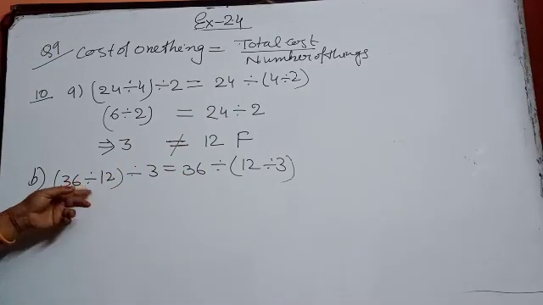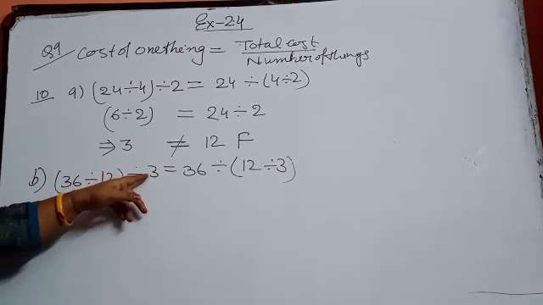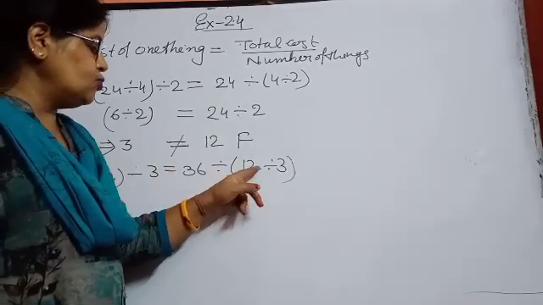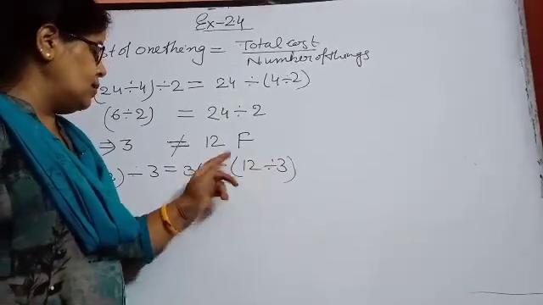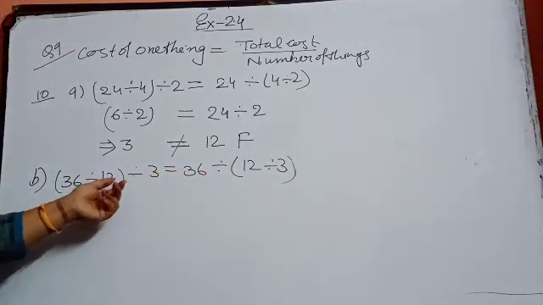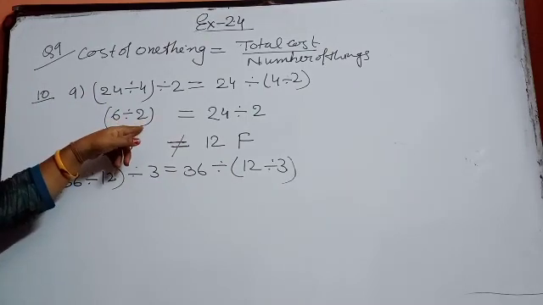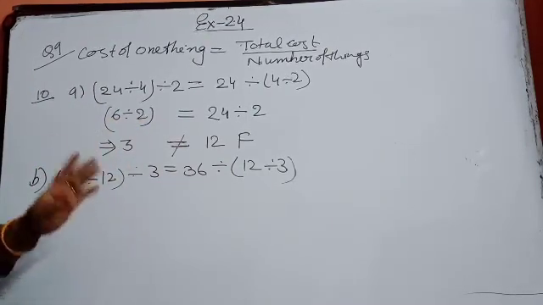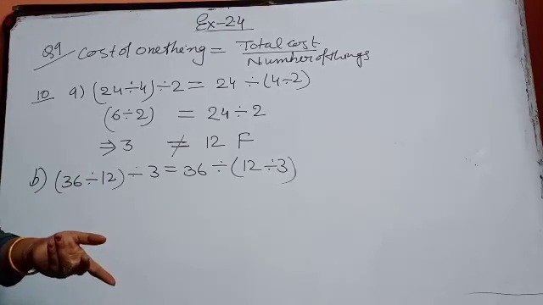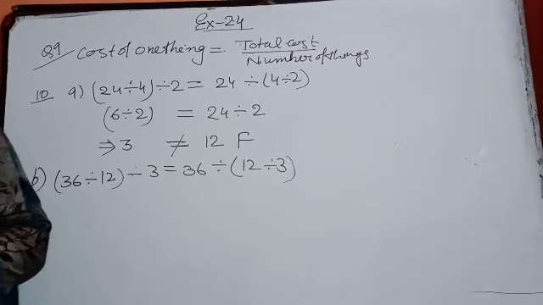First of all, what will you do? You just divide 36 by 12 and whatever answer comes, you will divide that by 3. Here, first you divide this 12 by 3 and whatever answer comes, by that answer you will divide 36. And then you will see whether the left hand side and right hand side come out equal, as I have shown in the previous question. If they come equal, it means the statement is true. If they do not come equal, it means the statement is false. Then in the next video, we are going to start our exercise 2.5.